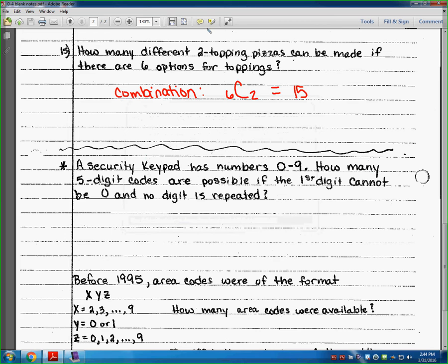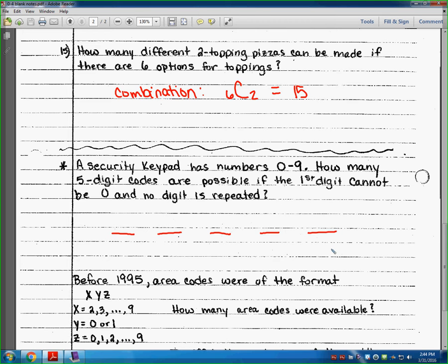A security keypad has numbers 0 through 9. How many 5-digit codes are possible if the first digit cannot be 0 and no digit is repeated? For this kind of question, I usually just fill in my blanks. I don't think about permutation or combination. It's just easier for me to write some blanks. So how many digits are we going to be punching in? 5, right? 1, 2, 3, 4, 5.